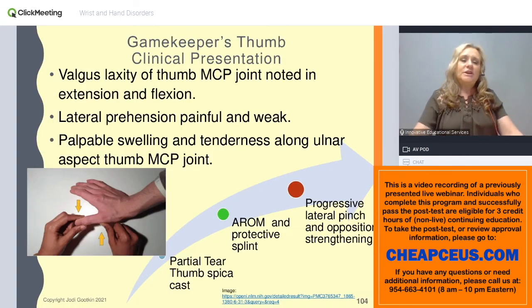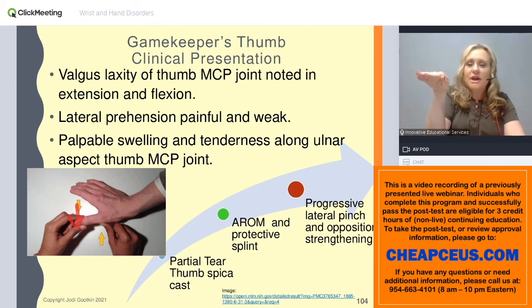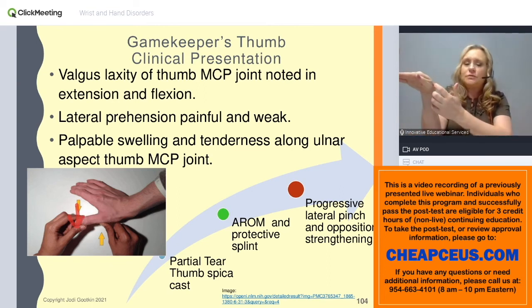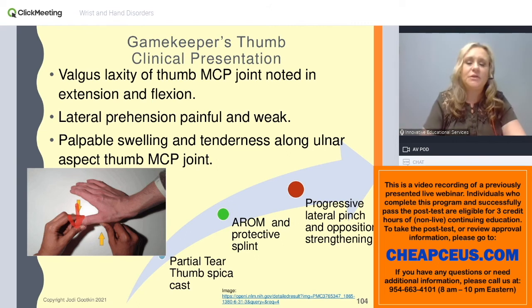The progression and presentation of this pathology, we'll see valgus laxity when we apply a valgus force to the thumb. Lateral prehension will be weak because that also replicates that valgus force. So lifting, holding objects, and grasping will be painful and weak for the patient.